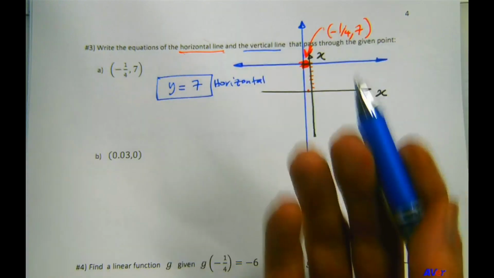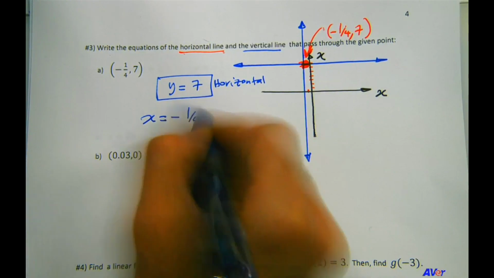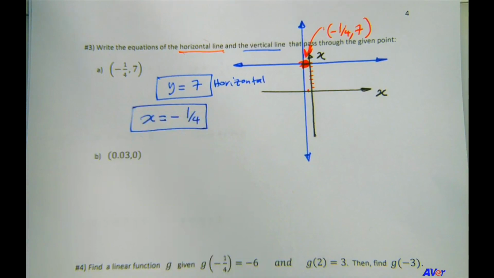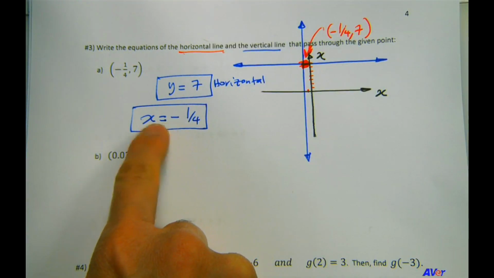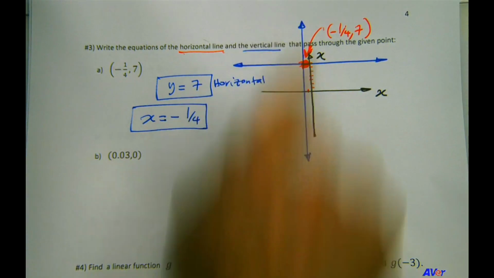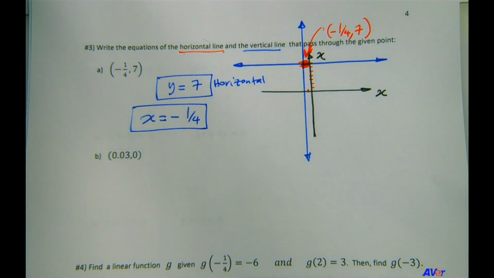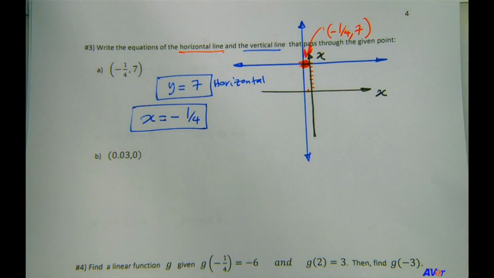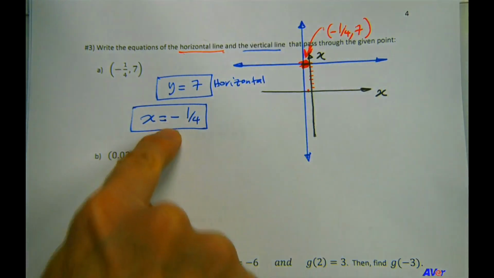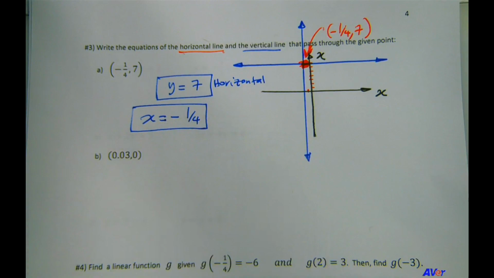But when you write the equation of that line, it has to be x equals negative 1/4. Okay? Because this is for the whole line. So the whole vertical line has that x value. Any point on that line has the same exact x value. The y values can be anything. It doesn't matter. But because all the points on that vertical line have a single x value, namely negative 1/4, that's going to be the equation of the vertical line.